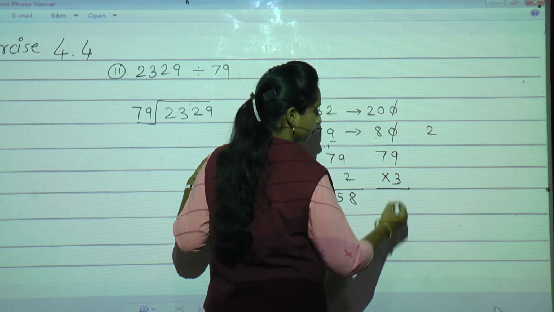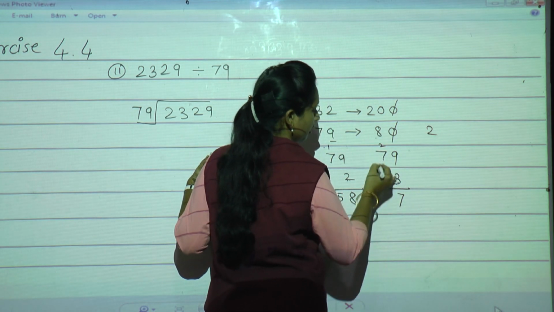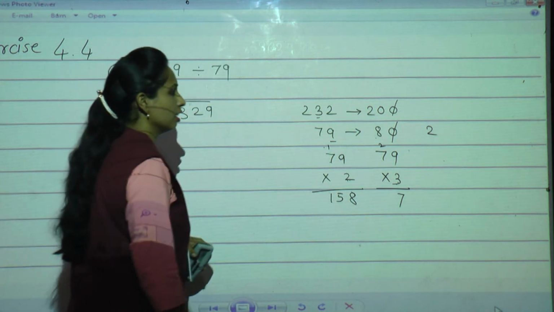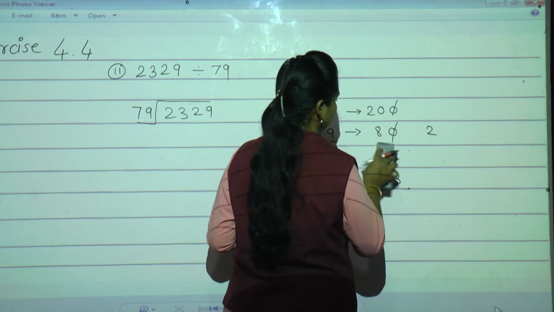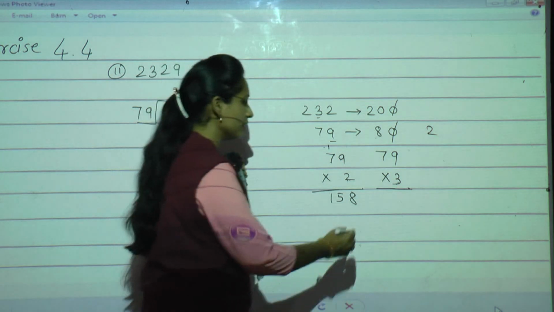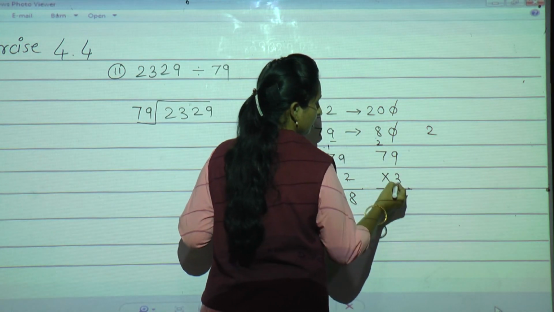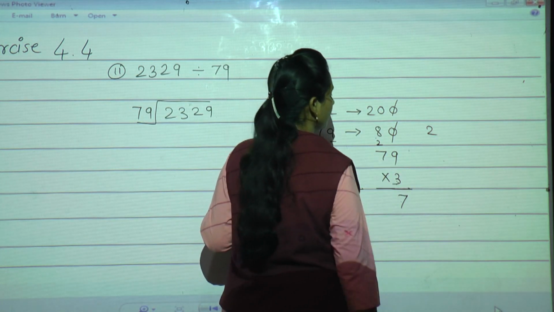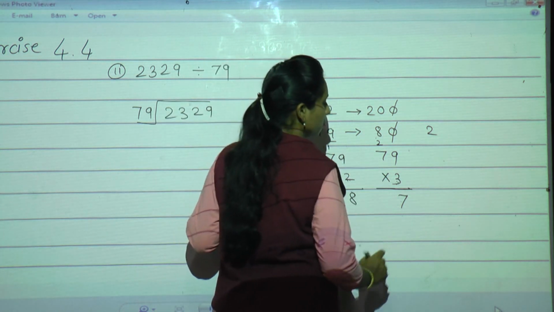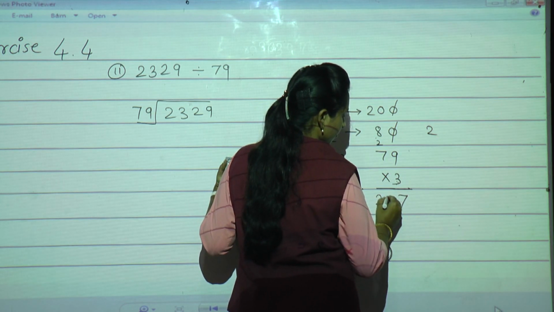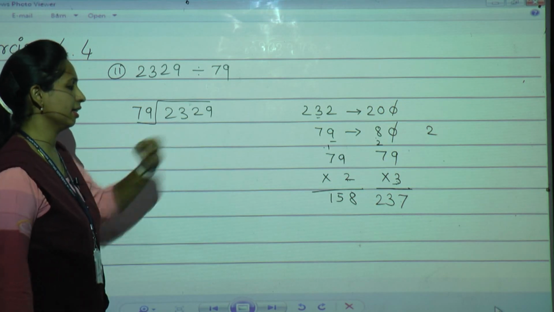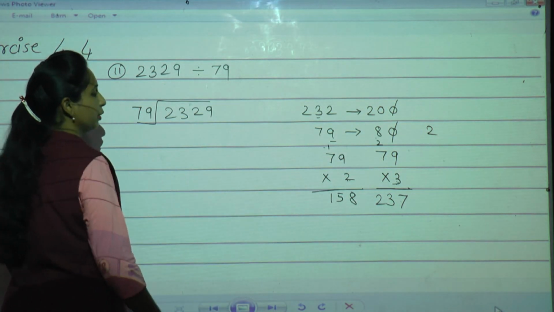3 9s are 27. 3 7s are 21. 21 plus 2, 23. 237 is greater than 232. So we'll go with quotient 2 only.